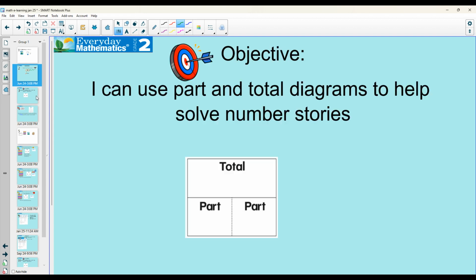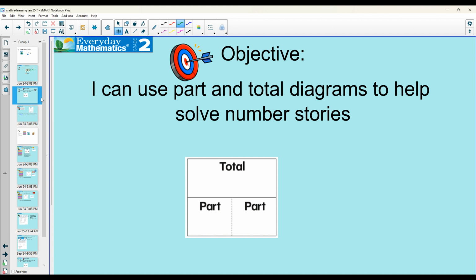Let's take a look at our job for today. Today, you are going to use a part and total diagram to help solve number stories. Yesterday, we learned about how we could use change to more. With change to more, we were adding, and we talked about fish that were eating other fish. We used change to more as a tool in math, just like our number grid is a tool, just like our ruler is a tool. So these are just other tools.